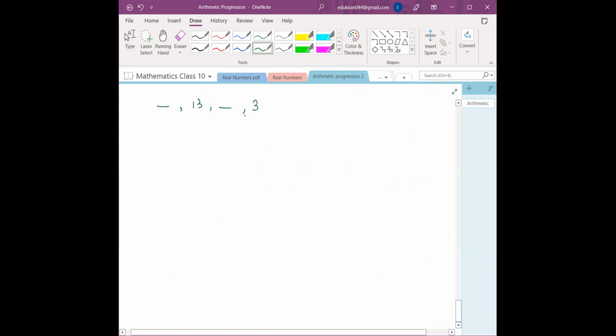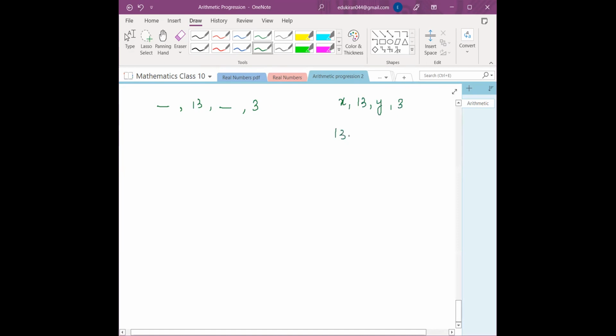So if we proceed according to the previous question, if you assume the missing term to be X, the two terms cannot both be X because it will not satisfy the general term of the AP. So two terms cannot be X, X. Now, if you take one X and one Y, let's say you have X, 13, Y, and 3.